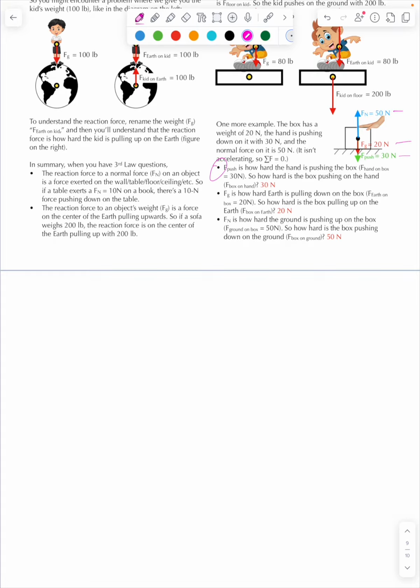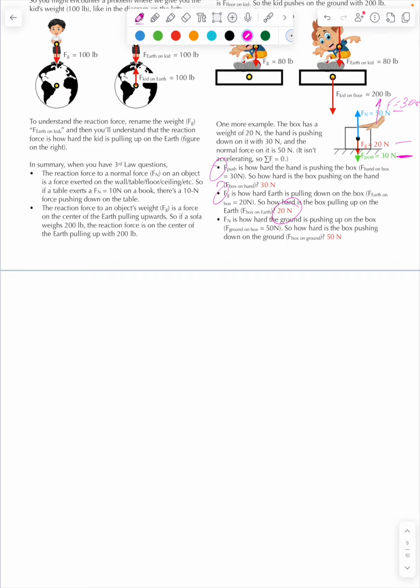So this question says, force of push, this thing down here, is how hard the hand is pushing down on the box. So how hard is the box pushing up on the hand? 30 newtons. They're the same. I could draw an arrow on the hand of 30 newtons. Okay, sorry, I'm just being a little sloppy here. F sub g is how hard the earth is pulling down on the box, its weight. So that's the force of earth on the box. So how hard is the box pulling up on the earth? 20 newtons. It's the reaction.